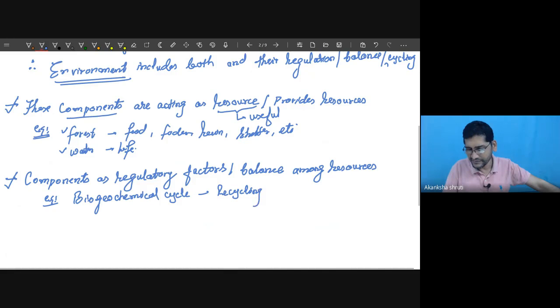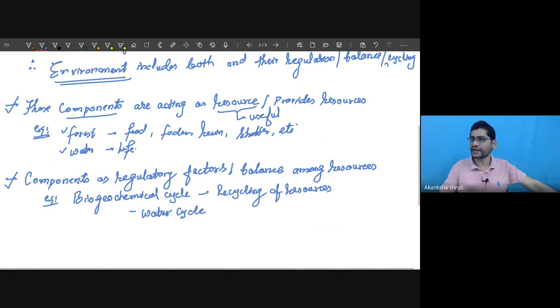Or if you could not remember this, then you must write it as the recycling of resources. Example, maybe your water cycle. So all these activities are happening where? Happening in the environment, and all these are required for the existence of life. Water cycle, carbon cycle, nitrogen cycle, phosphorus cycle, many more cycles are there.